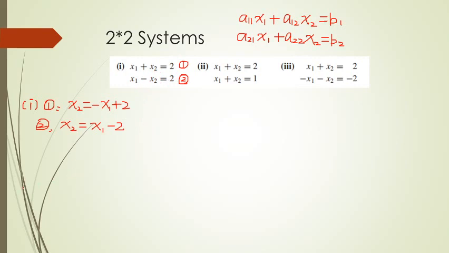Now, let's draw those two straight lines. It's easy, right? Those are, of course, two straight lines. What are the slope and intercept for the first one? Slope minus 1, intercept 2. Second straight line, slope is 1, intercept is minus 2.